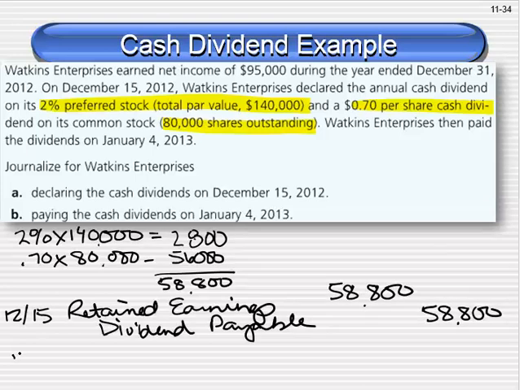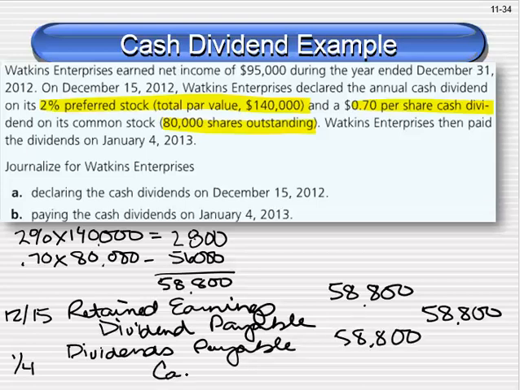Then on the 4th, when we actually go and make that payment, we're just going to debit the dividends payable. That has the effect of reducing that liability. Actually, it's going to eliminate it because we're paying the entire amount. And we credit cash, which is for $58,800.